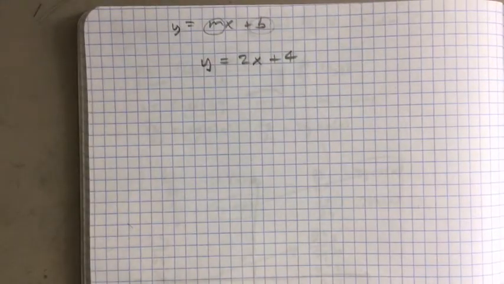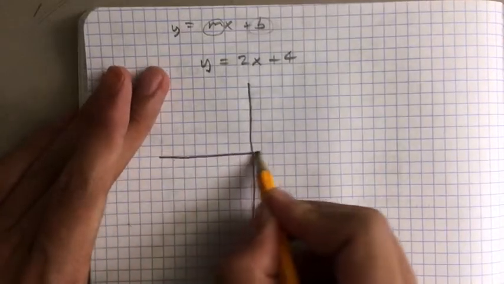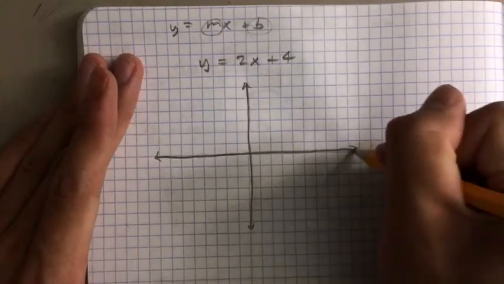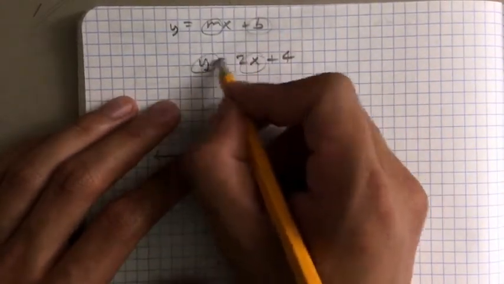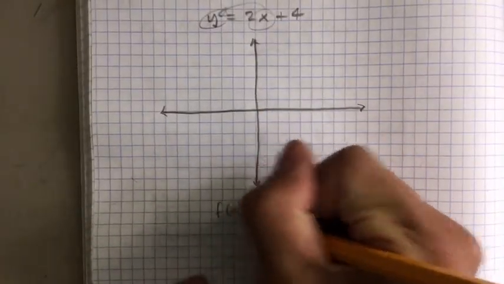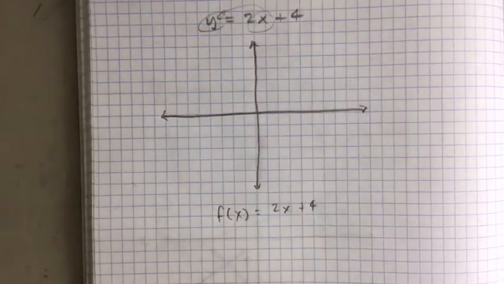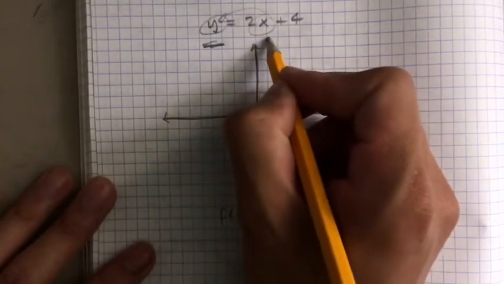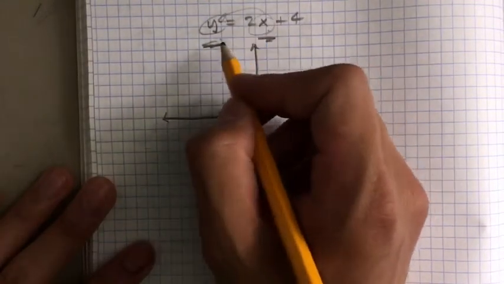Now, how do you do that? Well, all you gotta do is plug in points. And I'm gonna show you a quicker way, but right now I'm just gonna show you how to plug in points first. So basically, this is gonna be our input, and that's gonna be our output. And if you remember from functions, you can say this, f of x equals 2x plus 4. But what we're sort of solving for is the y coordinate, okay? And we're putting in our x, and we're getting out our y. So this is our input, and y is our output.